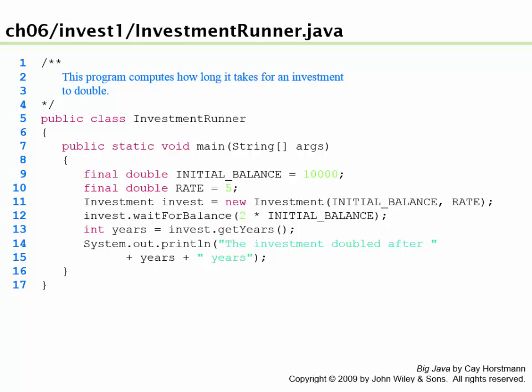Here they make them final doubles. Those make them constants, so those aren't going to change. So initial balance is all in caps because it's a constant. We start at $10,000. The rate is 5. We create a new investment using the initial balance and our rate. We're trying to see how long it will take to double our money. So we call wait for balance. And then we ask it, so how many years does that take? And it says the investment is doubled after so many years.